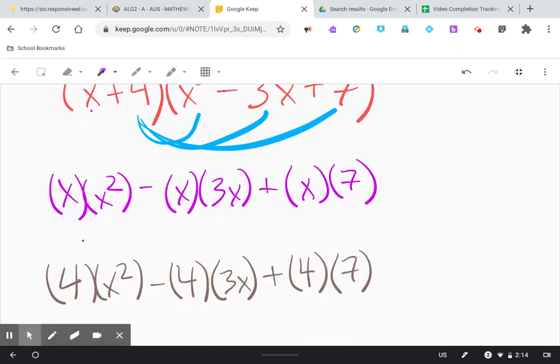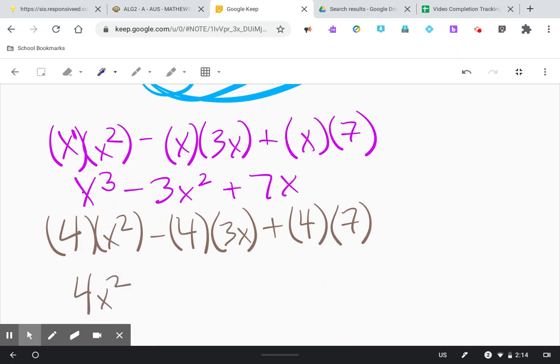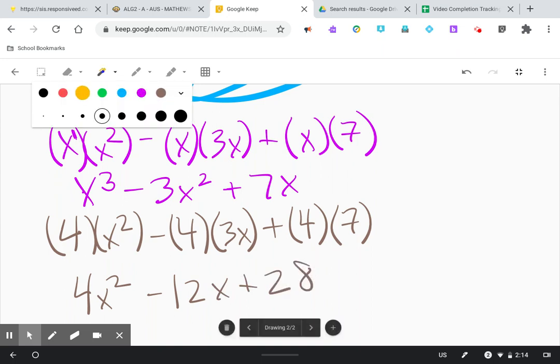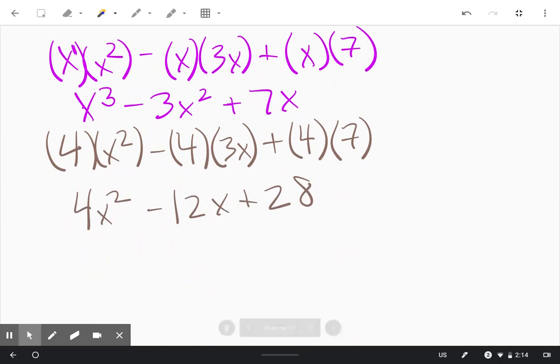This is going to be x to the third. You should know that because when we multiply these, this is an imaginary 1, so 1 and 2 make 3. This is going to be 3x squared, and this is going to be 7x. And then down here we get 4x squared minus 12x plus 28. So now we have this long string. Try to put this all on one screen for us. There we go. I'm going to write this all out together.